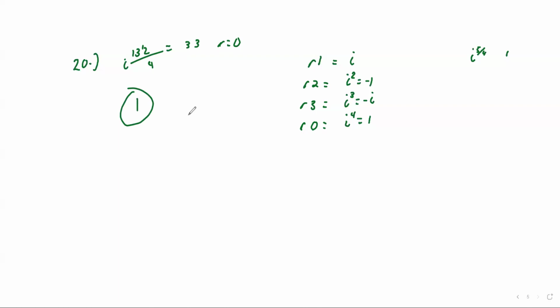So you got to be able to do that quickly. You don't want to be there all day on I to the 132nd, just get to the answer. So remainder of 1, I. Remainder of 2, I squared. Remainder of 3, I cubed. No remainder, I to the fourth. And remember, it goes I, negative 1, negative I, 1. So these are the official answers that they're looking for.